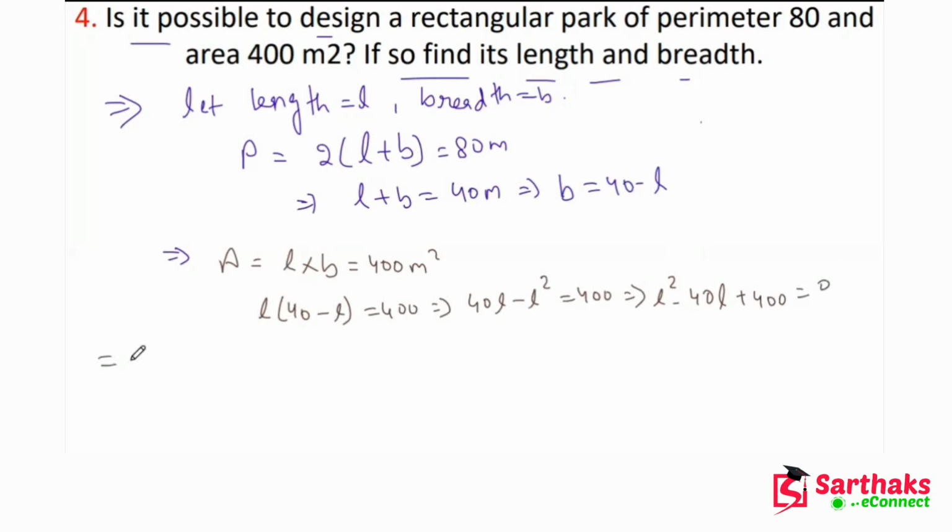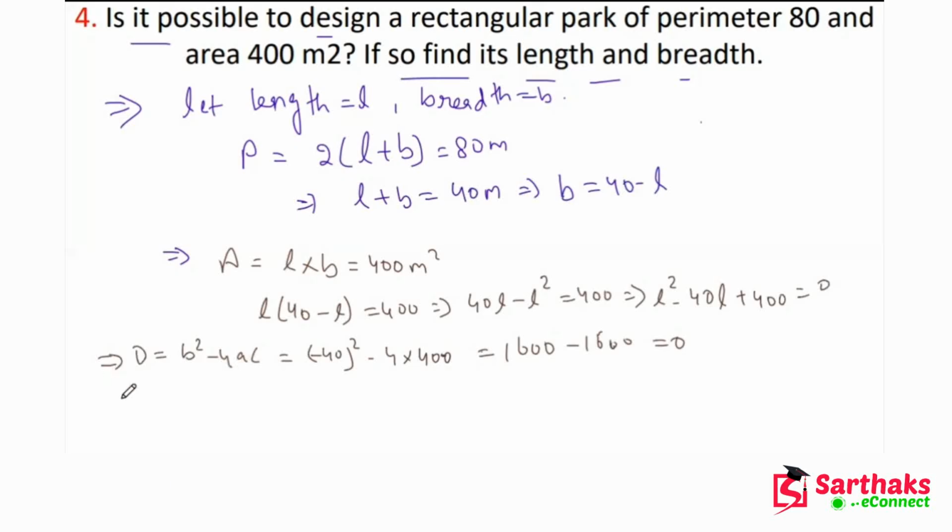Now first of all, we have to see the value of D. B square minus 4AC. Here B is minus 40, so minus 40 square minus 4 into 400. We get 1600 minus 1600, which gives us 0. So B square minus 4AC equals 0. This equation has equal roots, hence the situation is possible.